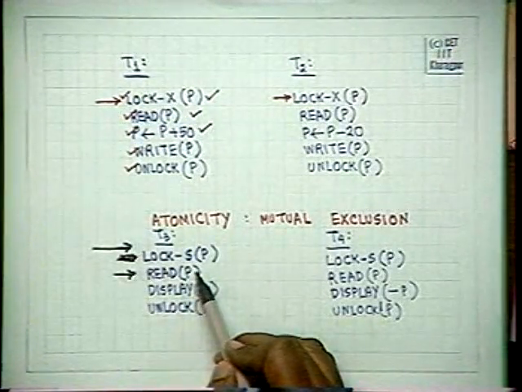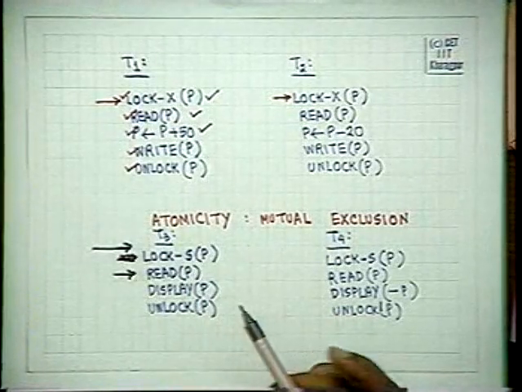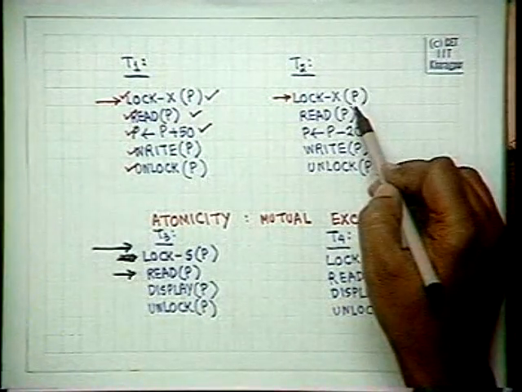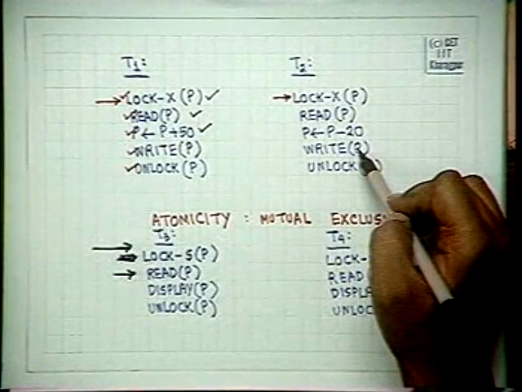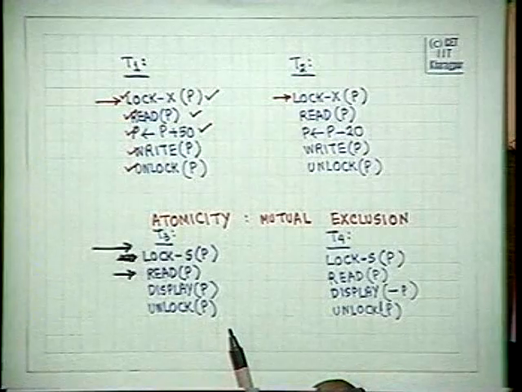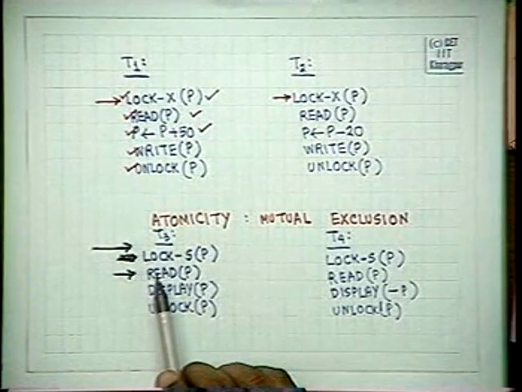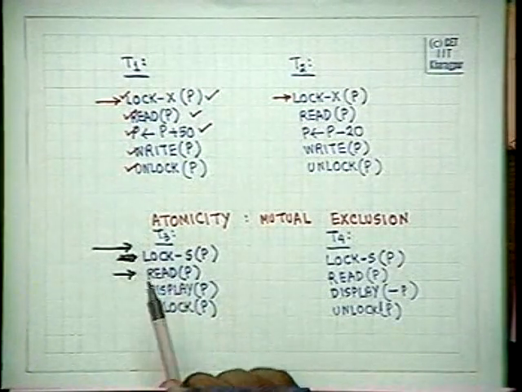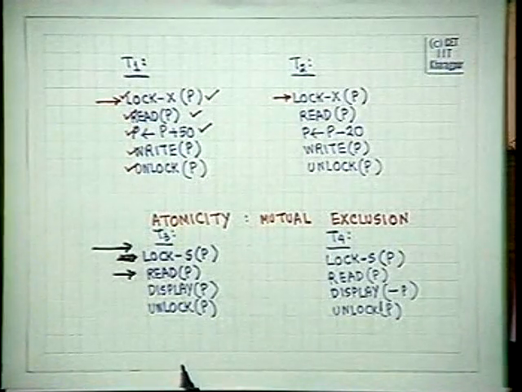Therefore, T3 may have read the data or may not have read the data, and T4 may have changed the data. This may lead to a lot of discrepancies in the computation. Therefore, if somebody has acquired a lock in shared mode, nobody can acquire a lock in exclusive mode.